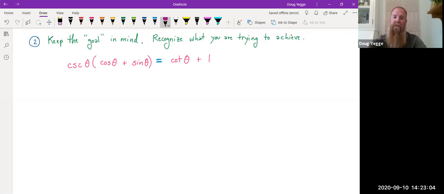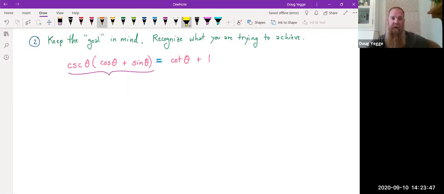I'd also realize that it seems like it would be pretty difficult to somehow turn a single cotangent function with a constant into 3 different functions over on the left. So I'm already starting to think that the left side is a great place to start. But when we say keep the goal in mind, what that means is pay attention to the fact that I need to turn the left side completely into cotangents. So I need to search for cotangents somewhere in the problem. And if I continue to see cosines, or sine, or cosecant, those have to be changed. So that's what we mean by keep the goal in mind.